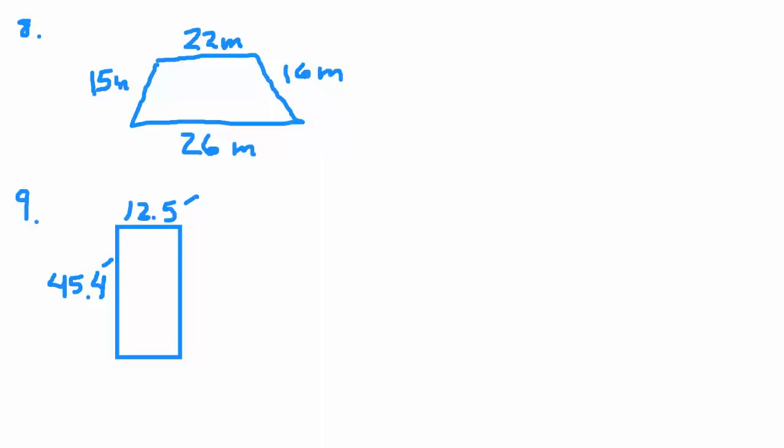Okay, on problems 8 and 9 from our test review, we need to find the perimeter of two figures. We have a trapezoid and we have a rectangle. Now, on both figures, it really doesn't matter what figure you're talking about. Perimeter is always the distance around. So you just start with one vertex and you add up the distances all the way around it.